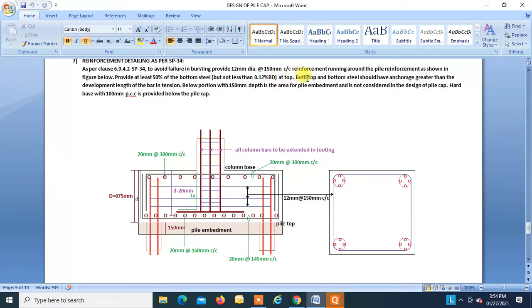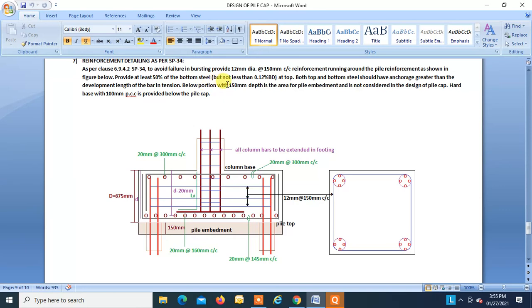Both top and bottom steel should have anchorage greater than the development length of the bar in tension, which we already showed. The minimum anchorage required is 806, but we are providing about 1200 mm, so it is greater than required, so it's safe. The same thing should be followed over here also for the top reinforcement, which we have satisfied, so that's fine.